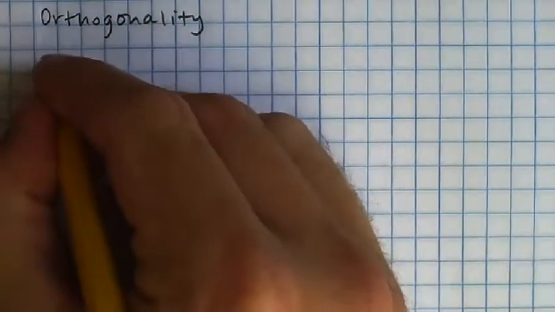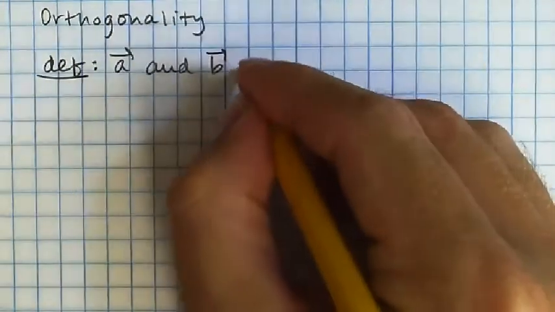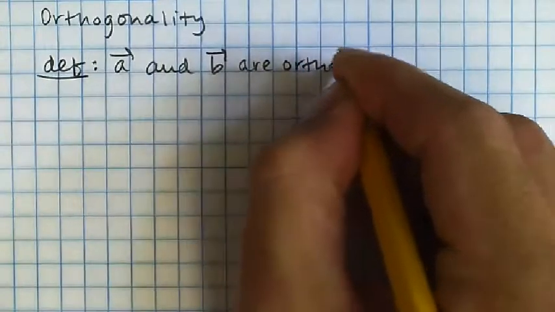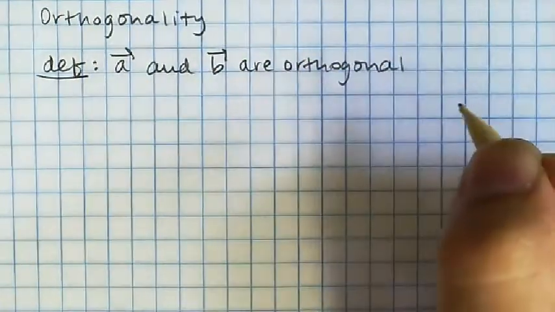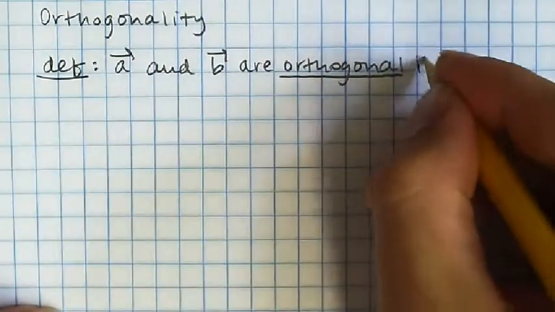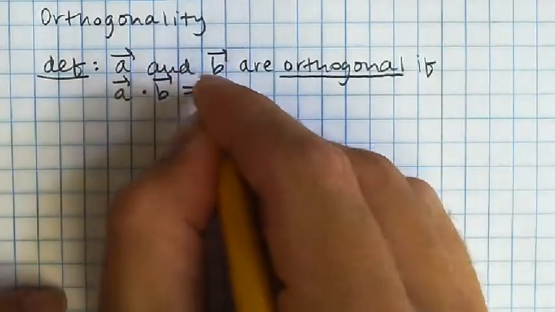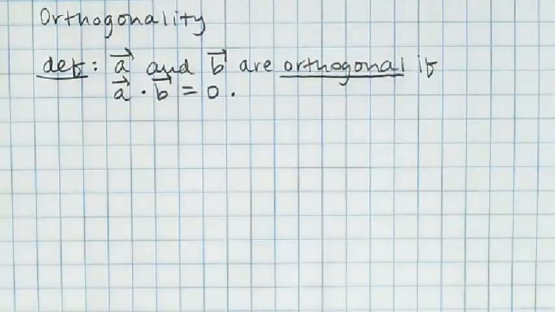Next we're going to talk about orthogonality. In this course, you can think of orthogonal as perpendicular. It's a more general term for perpendicular. By definition, vector A and vector B are orthogonal if their dot product is 0. It's that easy. If A dotted with B comes back 0.